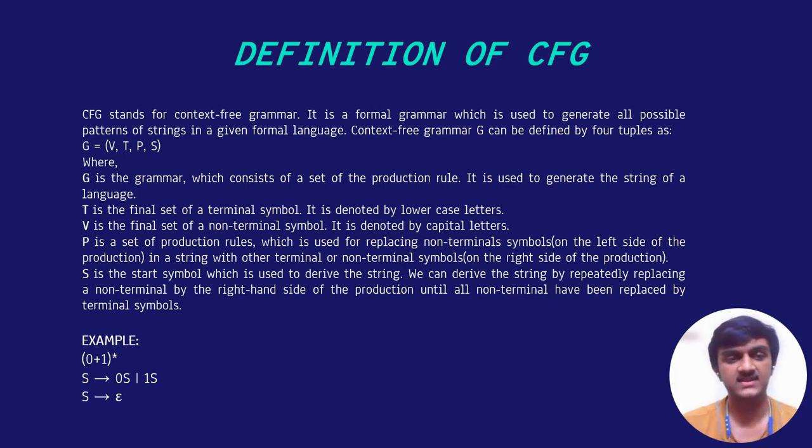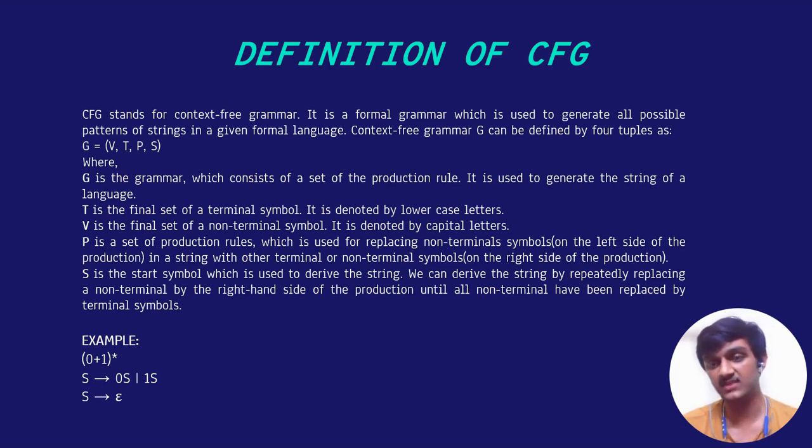So what is CFG? CFG stands for context-free grammar. Context-free grammar can be defined as a 4-tuple notation where G is equal to (V, T, P, S). So G is the grammar which consists of a set of production rules. It is used to generate the strings for a language. T is the finite set of terminal symbols, V is the finite set of non-terminal symbols and P is a set of production rules. And last but not the least, S is the start symbol which is used to derive the string.